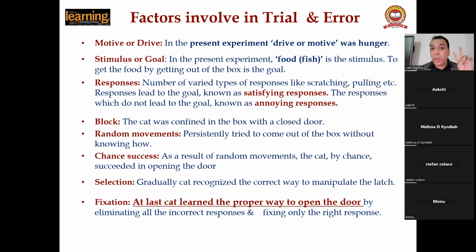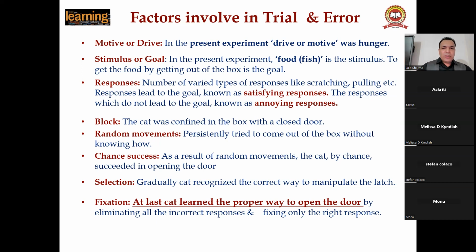Second, we have to understand laws of learning. And third, we have to understand educational implications. Right? Okay, through the experiment, we have come to know, that was a simple experiment, right? Easy, we can learn it. Okay, and we can narrate it in the exam also. But more emphasis, you have to talk about factors involved in trial and error, laws of learning, and educational implications.